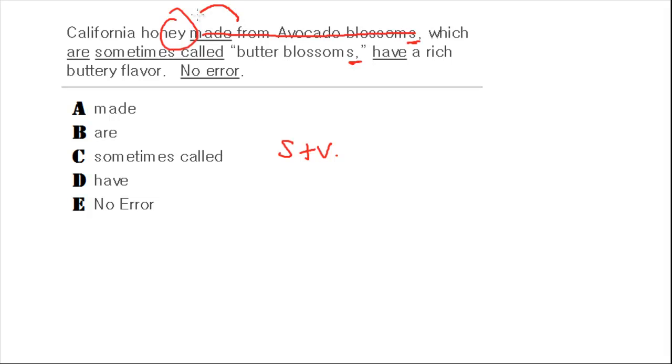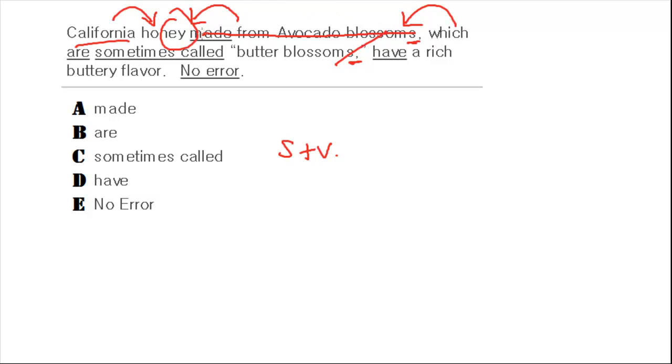It's just simply modifying this California honey, right? They're telling you more information about this honey. Yes, I know California is also describing honey, but this is a modifier. Honey made from avocado blossoms, which are sometimes called butter blossoms. So this which relative clause, which are sometimes called butter blossoms, is referring to what? The avocado blossom. So this is this, basically.